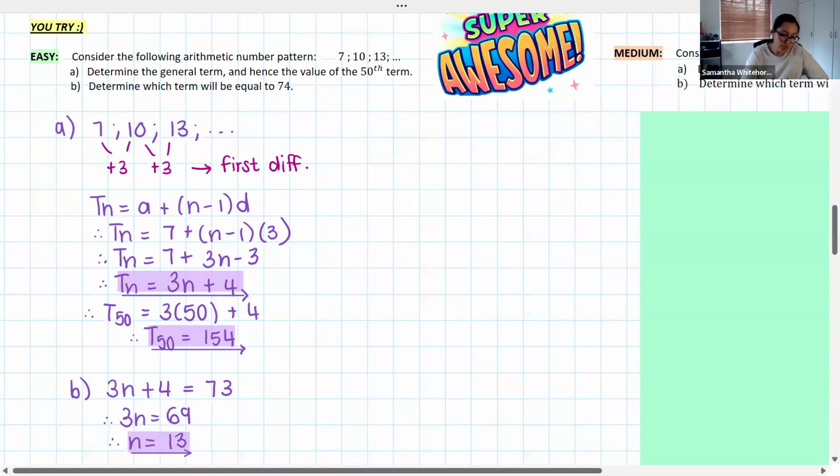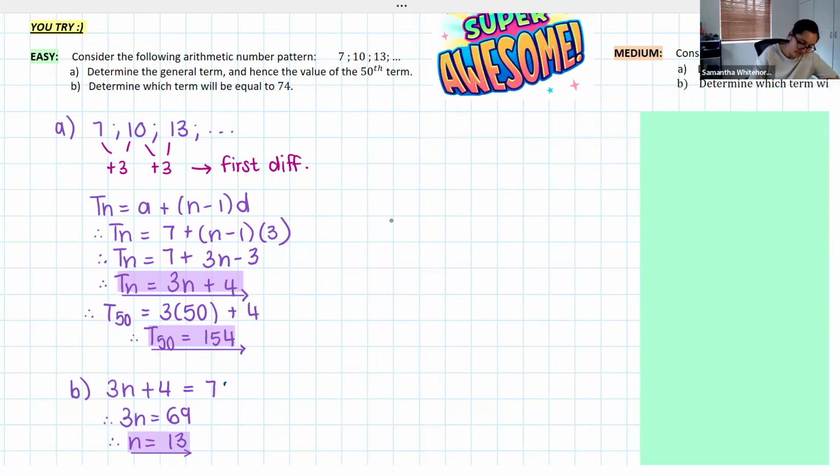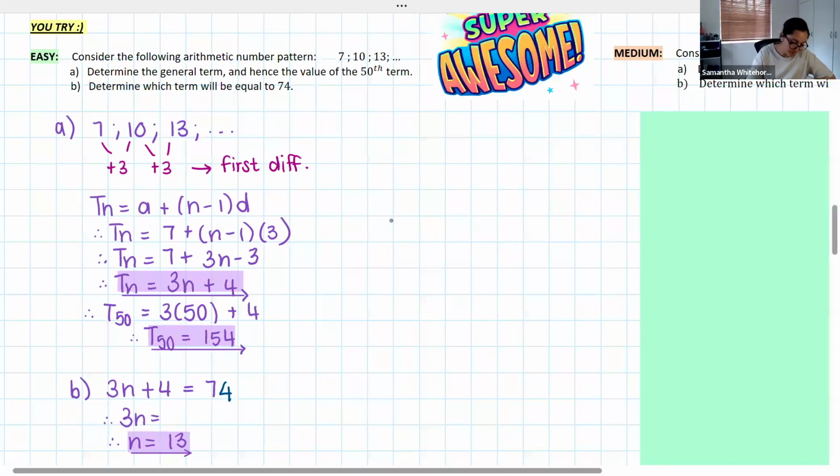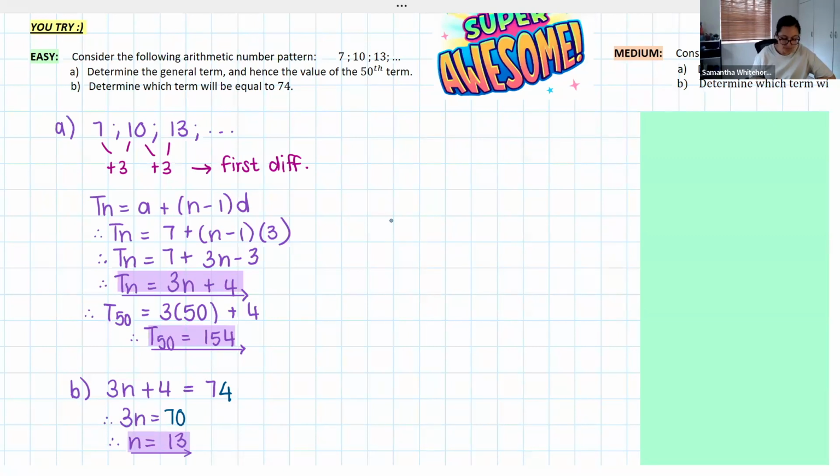Question B asks which term will be equal to 74. Because I'm telling you the value of the term, I'm giving you Tn. It would also help if I use 74 here. Right, so 74. So this works now. Did anyone pick up this issue? I don't know if anyone did the easy one. It should have said 73 there. I do apologize. I went through this clearly with nothing happening in my brain. Sorry, guys. That's corrected now.